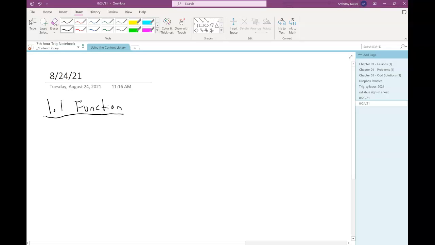So section 1 here is all about functions. So we'll just start with maybe our most fundamental definition from Algebra 2, and that's the definition of a function.